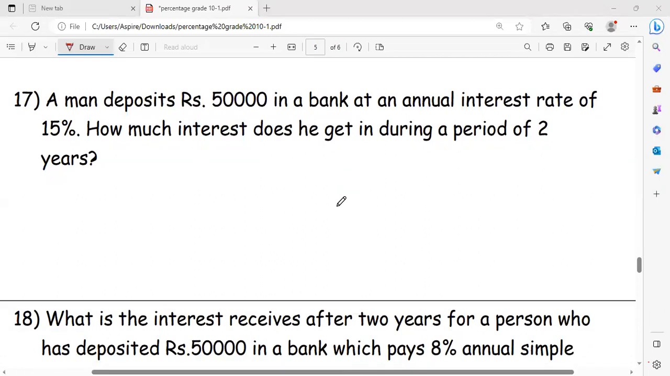Seventeenth question. A man deposits 50,000 in a bank at an annual interest rate of 15%. Okay. How much interest does he get during a period of 2 years?